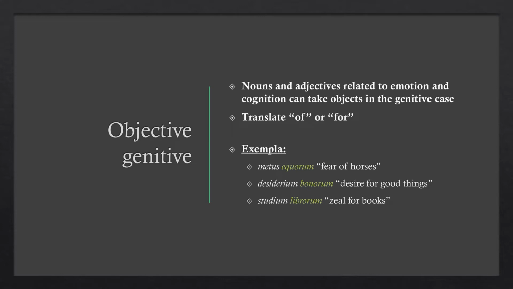Desiderium bonorum would translate to desire for good things. Here, desire is a noun that has a verbal sense to it, so its object, bonorum, is in the genitive case, and is thus an objective genitive. Studium librorum would translate to zeal for books. Again, zeal has a sort of emotional or cognitive sense to it, so the object of that zeal, librorum, is in the genitive case, and is thus an objective genitive.